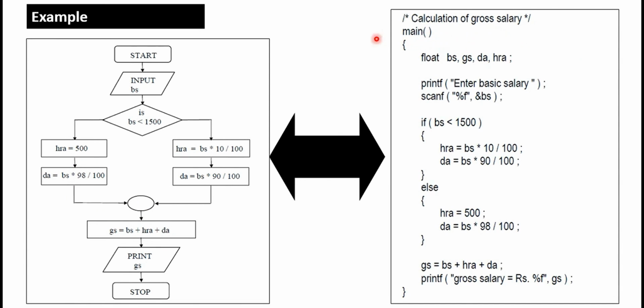Within the main function, we have some variables of float type like BS, GS, DA, HRA. Now we have printed a message, enter the basic salary. We have read the value of basic salary from the user. If the basic salary is less than 1500, then HRA and DA will be as per this calculation. And if it is greater than 1500, then this other statement, that is HRA and DA, will be calculated further. And once one of these two statements is executed, then the final gross salary will be evaluated and printed on the output window. Okay, let's implement this code using Code::Blocks.